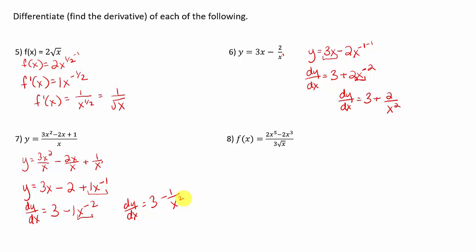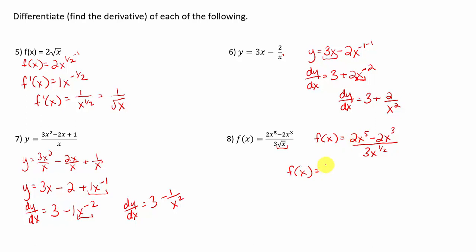All right, on number 8, it's very similar concept, but we do need to rewrite the bottom first. So I'm going to have 2x to the 5th minus 2x cubed on the top, but we want to write this without that radical. So the 3 is going to stay 3, that doesn't change, and I have x to the 1/2 because that's what a square root is. So now I'm going to break this one up just like I did the other one.